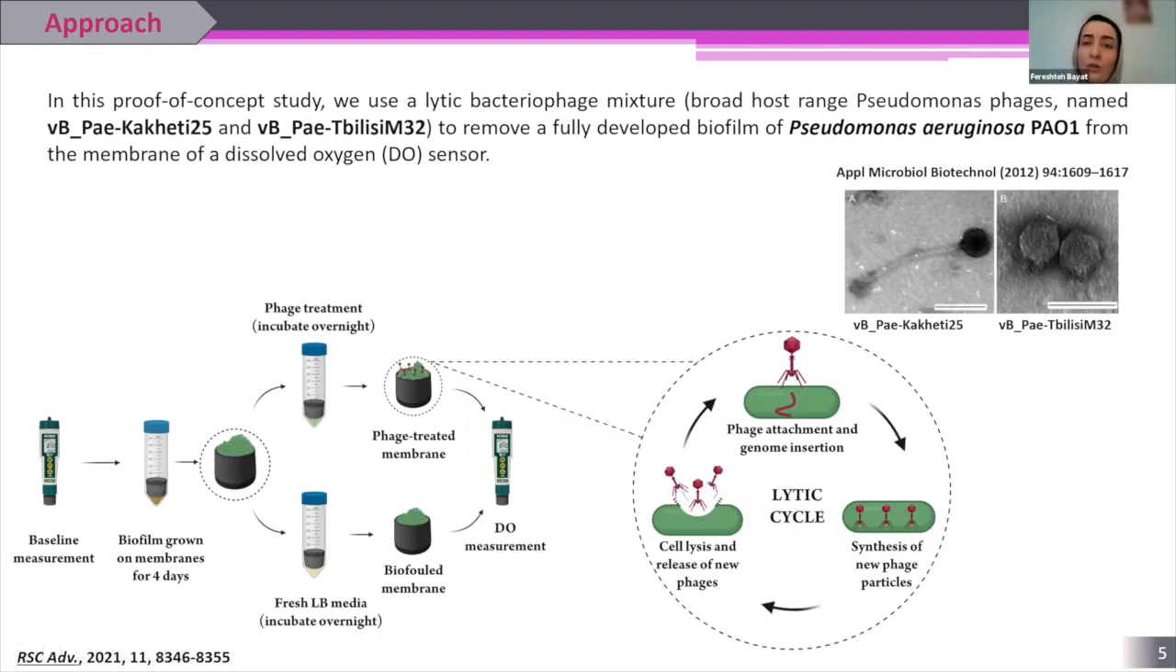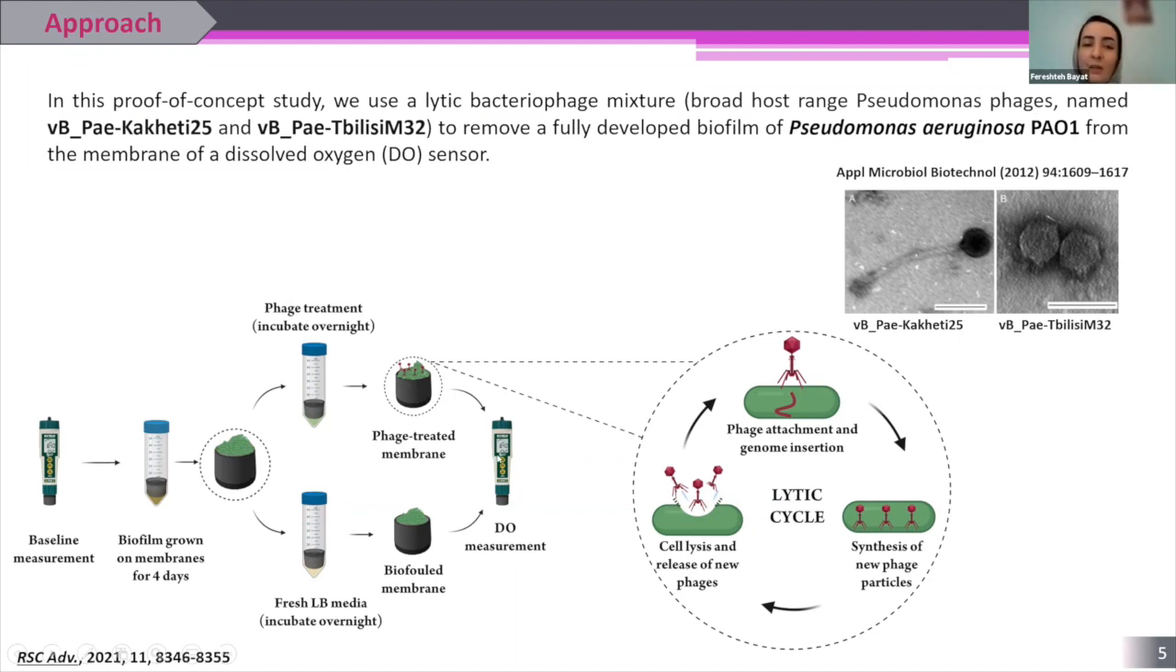We chose two broad host range Pseudomonas phages, you see the names of the phages on the screen, to remove the fully developed biofilm of Pseudomonas aeruginosa. We chose a common lab strain, PA01.